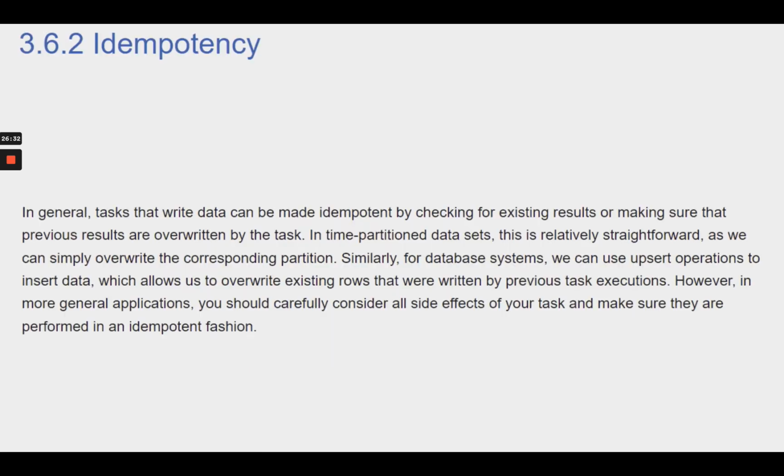In general, tasks that write data can be made idempotent by checking for existing results or making sure that previous results are overwritten by the task. In time-partitioned datasets, this is relatively straightforward, as we can simply overwrite the corresponding partition. Similarly, for database systems, we can use upsert operations to insert data, which allows us to overwrite existing rows that were written by previous task executions. However, in more general applications, you should carefully consider all side effects of your task and make sure they are performed in an idempotent fashion.